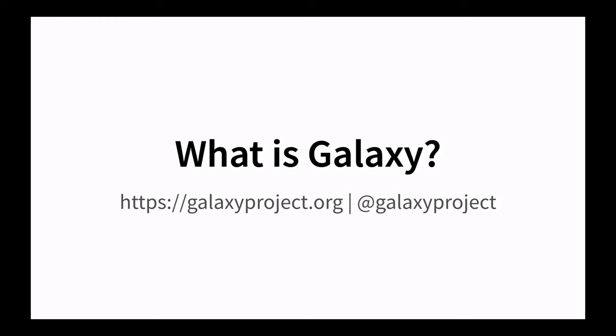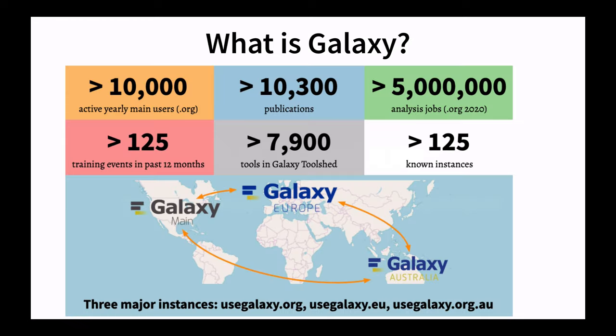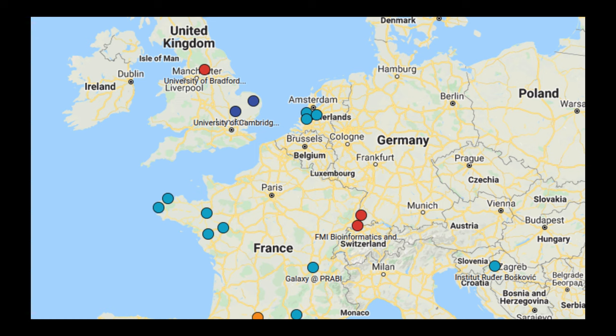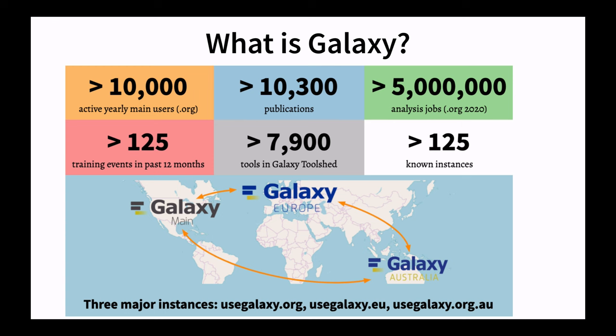What is Galaxy? Well, Galaxy is a software. This software can be used to create powerful data analysis portals, such as the three main worldwide instances shown in this slide. There are many more regional or specialized Galaxy instances, for example, in Europe. Galaxy is used a lot. The US instance, for example, has over 10,000 active users.